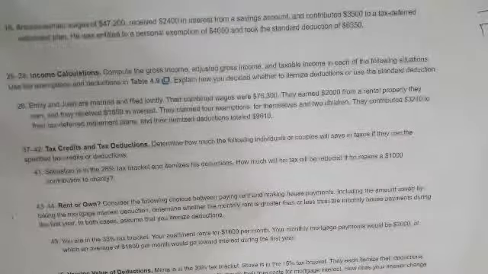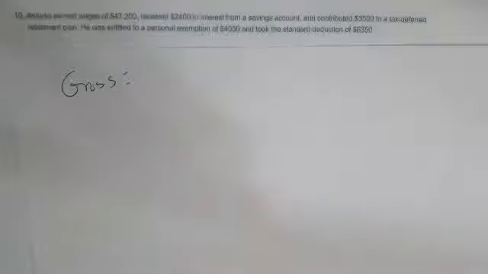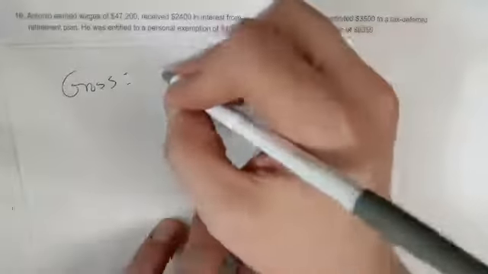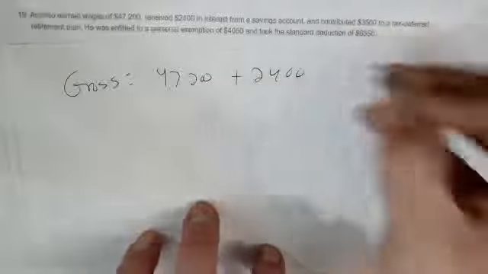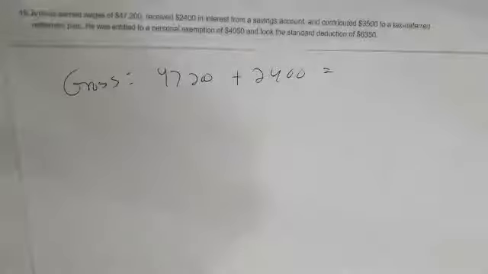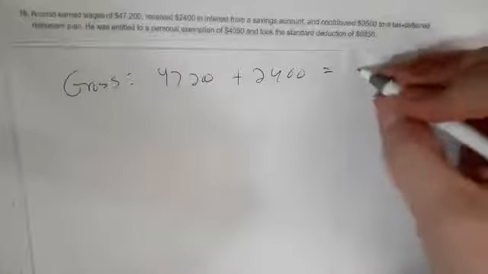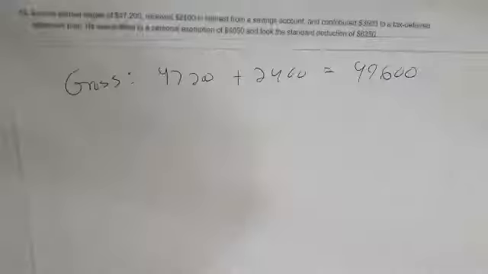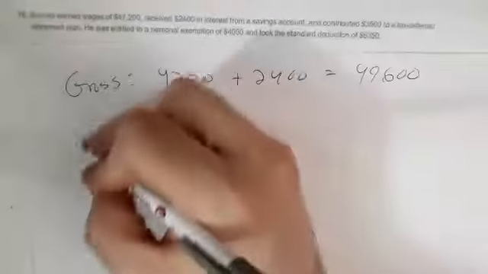Gross income, adjusted gross income, taxable income is what it wants to know. So the gross income, that's all the things combined. So he's doing 47,200 in wages. He's taking in 24 from interest. And he contributed, so that's going to get taken away, but he's got 47,200 and 2,400. 47,200 plus 2,400 gives 49,600. That's his gross income.